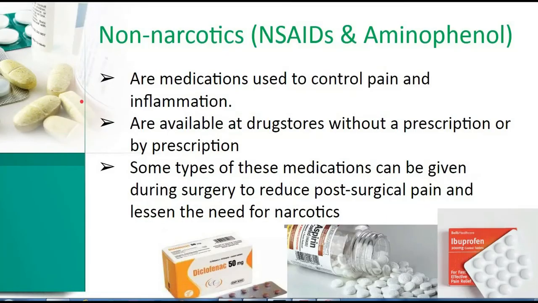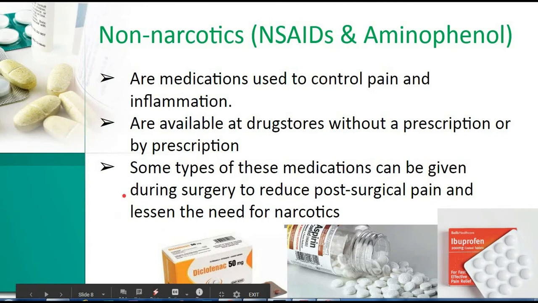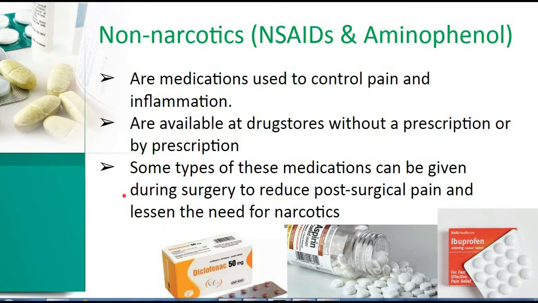So now, I'll give you some examples of non-narcotic drugs, and I'll be explaining their indications, mechanism of action, clinical effects, adverse effects, and contraindications of the different types of NSAIDs for the management of pain. So first is, what is non-narcotics? Non-narcotic analgesics are medications that are used to control pain and inflammation. They are available at drugstores without a prescription or by prescription when given in higher doses. Some types of these medications can be given during surgery to reduce post-surgical pain and lessen the need for narcotics.